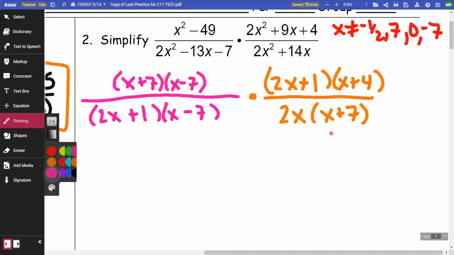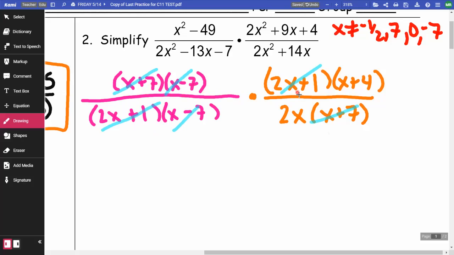Okay, so now we're going to try to simplify. So we are going to want to see if we can cancel some things out. So I'm noticing I have an x plus 7 here and an x plus 7 here. So that and that are going to cancel out. I have an x minus 7, x minus 7. So those are going to cancel out. I have a 2x plus 1 and a 2x plus 1. So those are going to cancel.